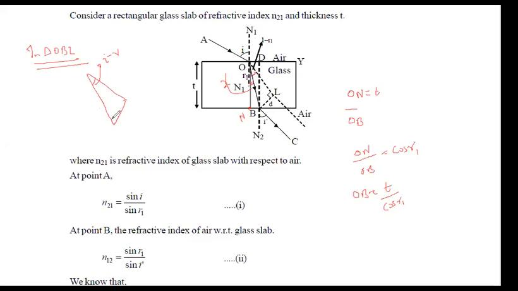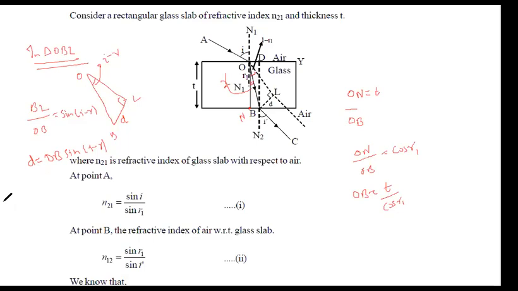Okay, and this is 90 degree, and this is OB. So I want to find BL. Can I say that BL by OB is equal to sine of I minus R? Yes or no? And BL is your lateral displacement, BL is D. So D is equal to OB sine of I minus R.